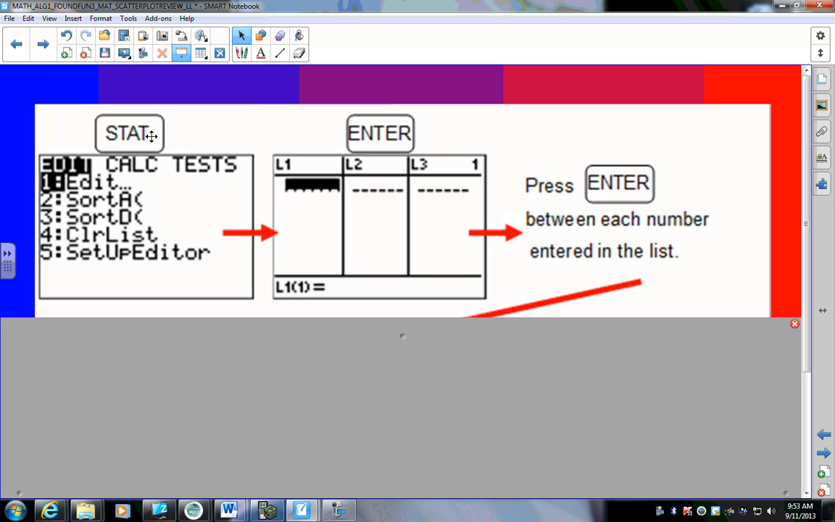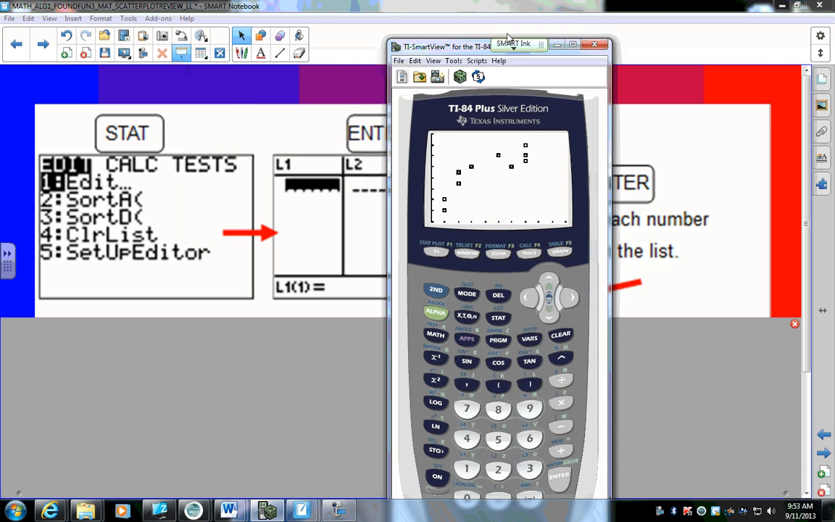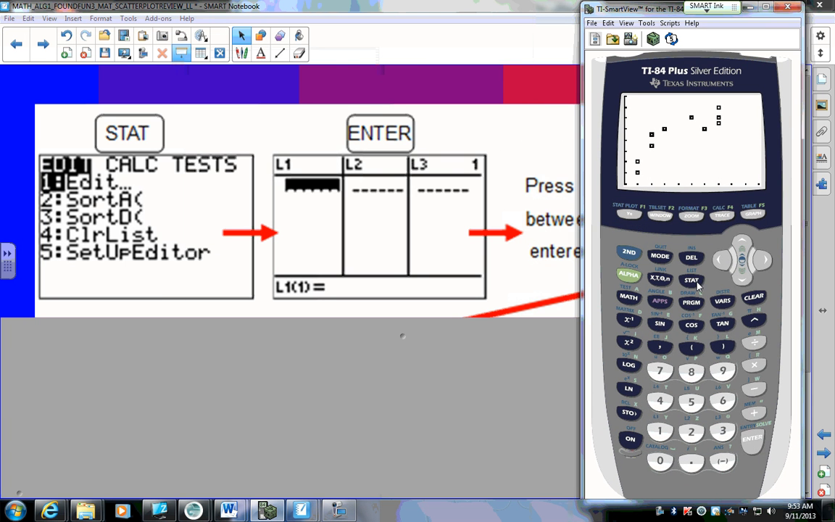So when you press stat, this is the screen you should see. Let me get out my calculator. I go to stat, and I have that same screen. Now I want you to write down enter, because then you have to press enter, and you're going to go to L1 and L2. Now, I already have points in my calculator, and we're going to talk about how to put them in there in just a second, but I want to talk about how to erase them.